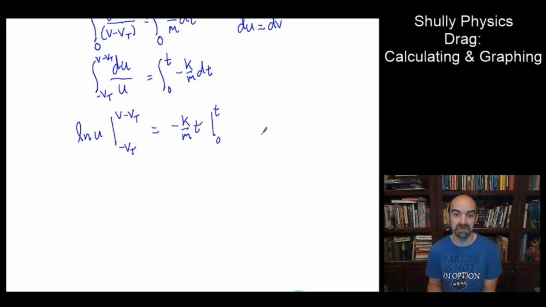All right, time to evaluate. We plug this in. Start with my easier side here. t plugs into there, minus 0 plugged in there, so t minus 0.